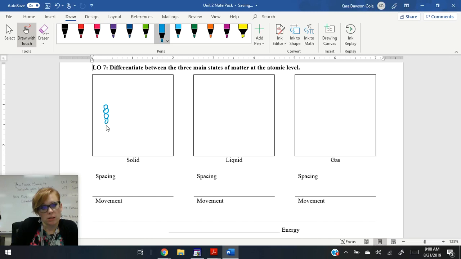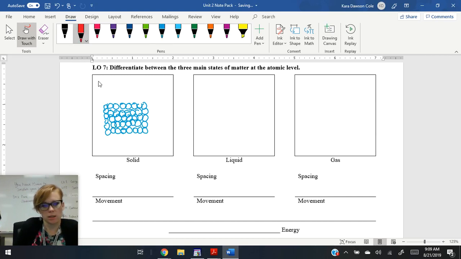So learning objective 7 is to differentiate between the three main states of matter. Our three main states of matter are solid, liquid, and gas. You can draw a particulate diagram of a solid. Each little circle is an atom or a molecule. The thing about a solid is it cannot compress.